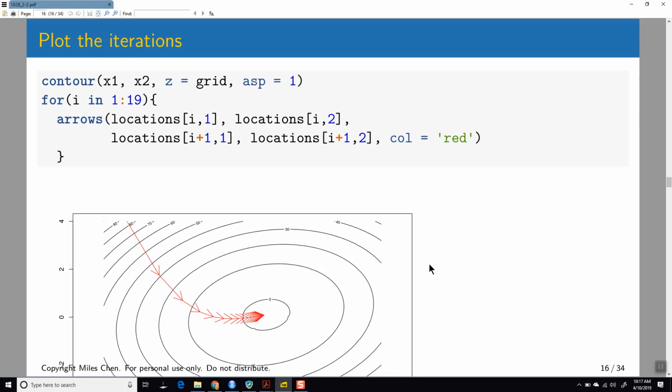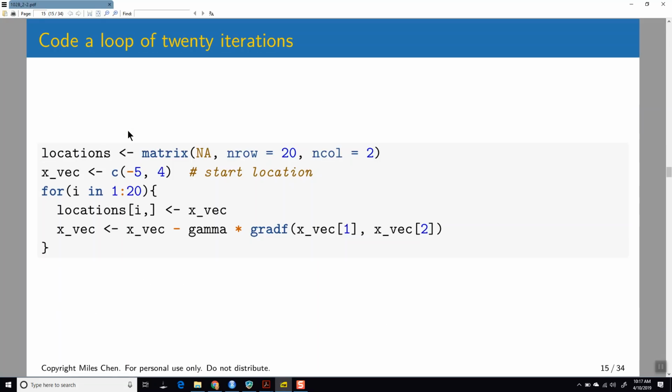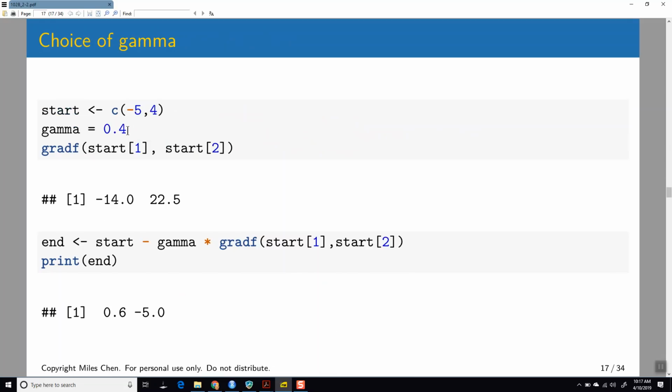All right. Here we started off with a gamma of 0.1. If we had chosen a different gamma, something that's much larger, we run the risk of overshooting or just having a sequence that doesn't perform well. So here I've got the exact same thing going on. The only thing I've changed is gamma.